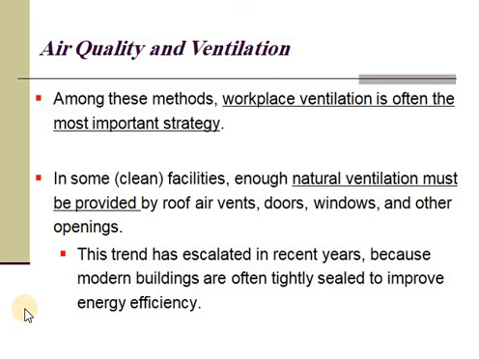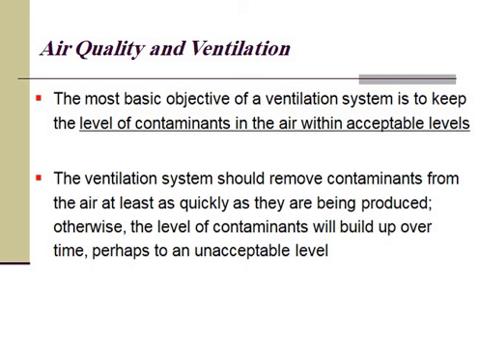Now, the new trend in facilities is to provide natural ventilation by roof air vents or doors and windows and other openings, but this has been a trend because the new and modern buildings are tightly sealed, to improve the energy efficiency. Now, the main objective of the ventilation system is to keep the level of contaminants in the air within the acceptable levels. And a good ventilation system will remove these contaminants as quickly as they are produced. As they are produced, they should be eliminated by the ventilation system, or else these contaminants will build up over time and the level of it will become an unacceptable one.